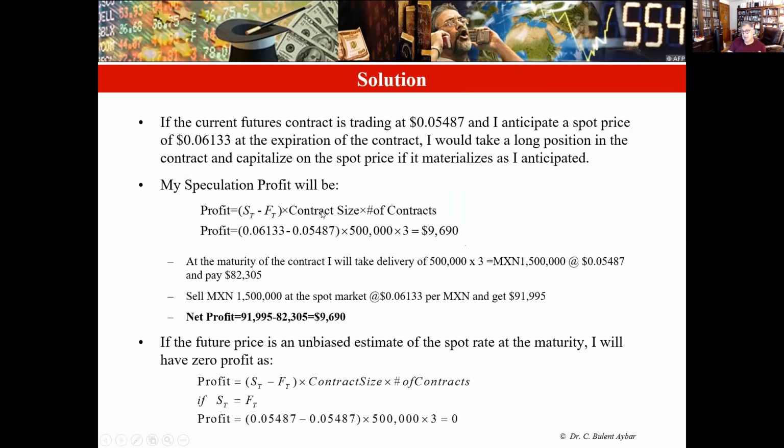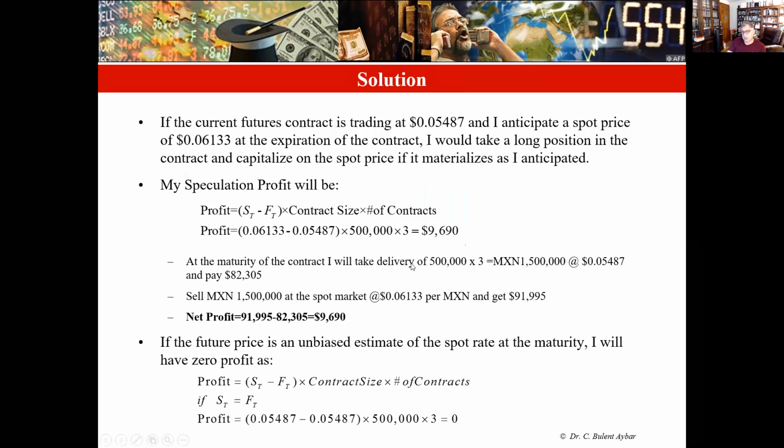In this case, there are 3 contracts. Each contract is 500,000 pesos. So essentially, I'm doing this for 1.5 million pesos. And if the prices pan out the way I expect, I will make $9,690 when the contract expires. So essentially, I will enter into the futures contract at the time that we see this opportunity.